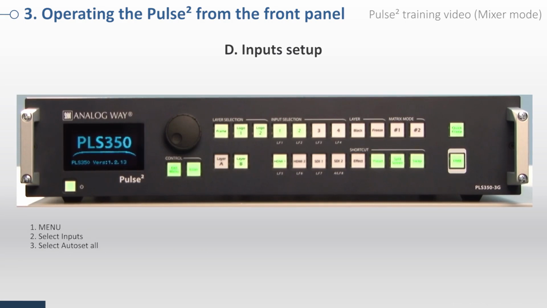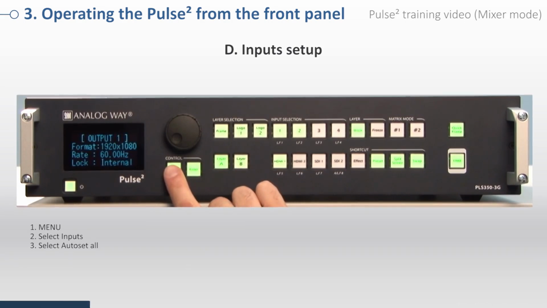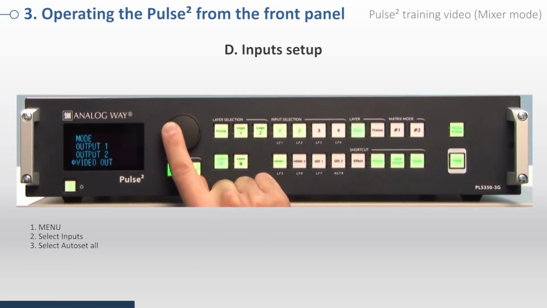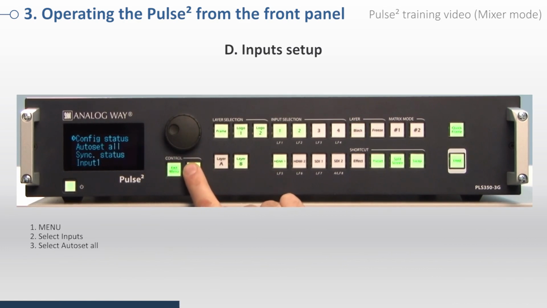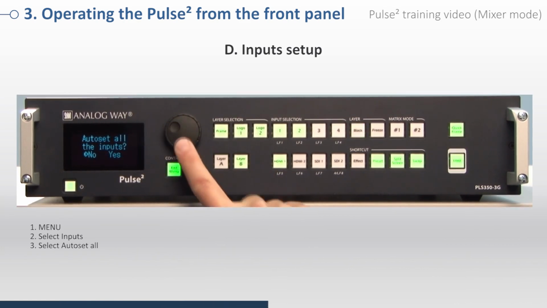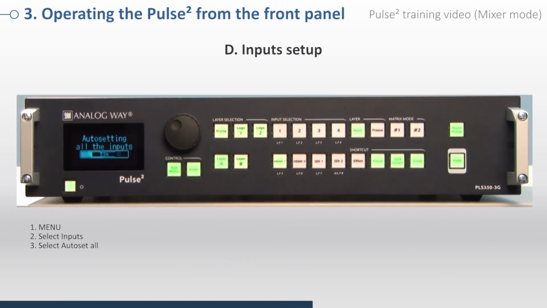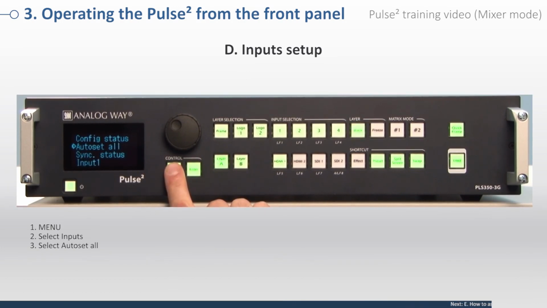Input setup. To set your inputs automatically once they are all connected and active, go to Input menu, Auto Set All. You can also do it manually on each input number using the Enter and the Knob button and set up the input type one by one.